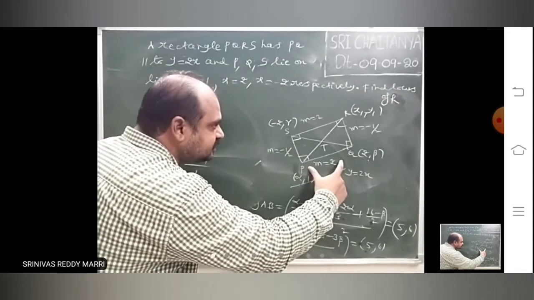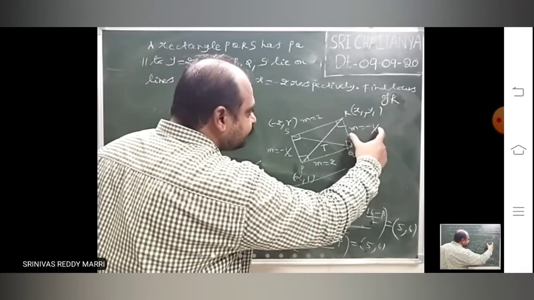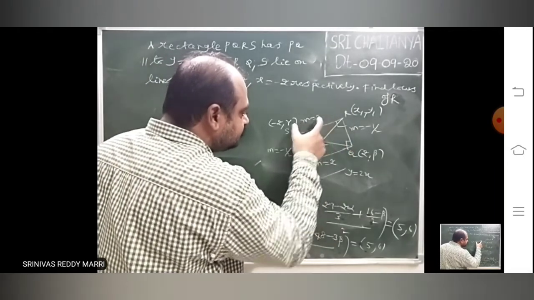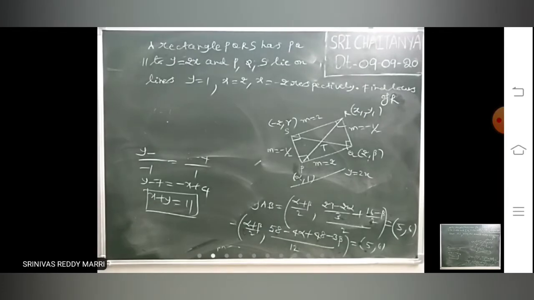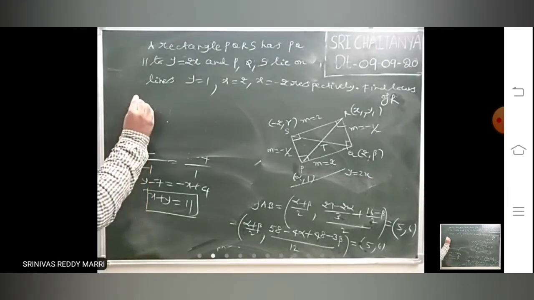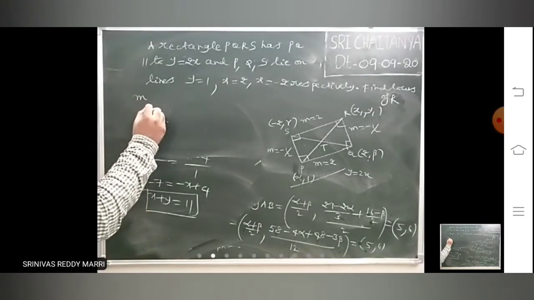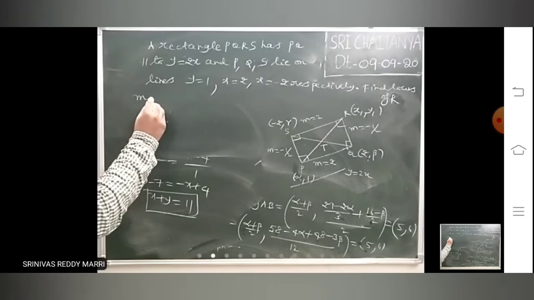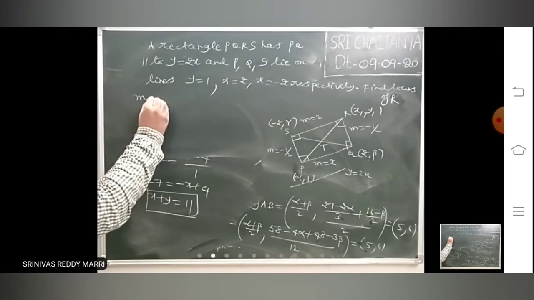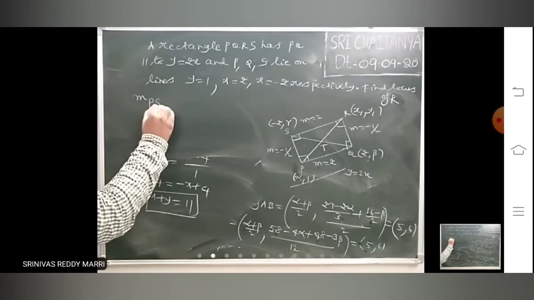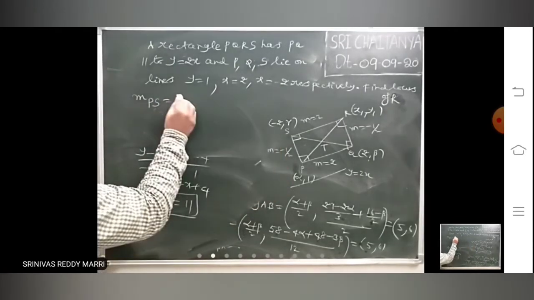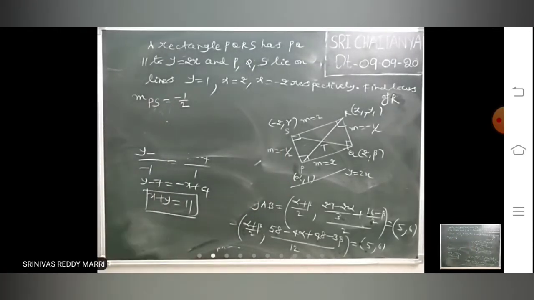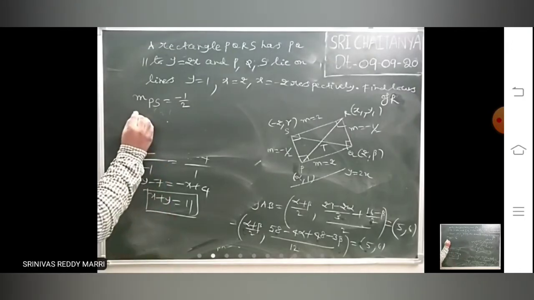Slope of this is 2. Slope of this is minus 1 by 2. Slope of this is 2. Slope of this is minus 1 by 2. Apply those conditions. I am writing slope of PS. Slope of PS is nothing but minus 1 by 2. I am writing the condition.